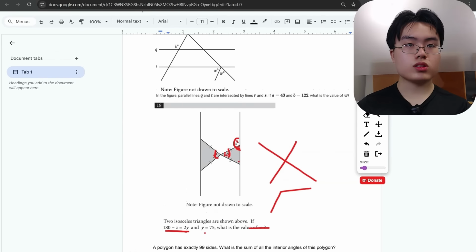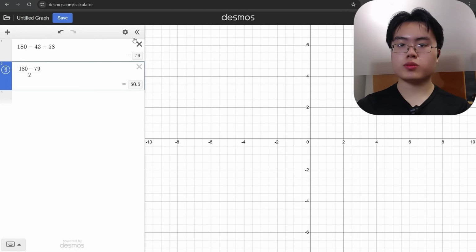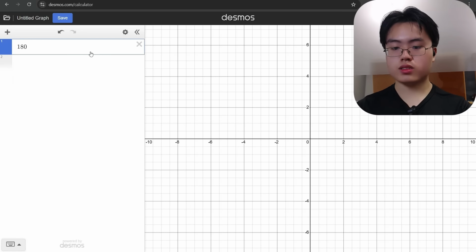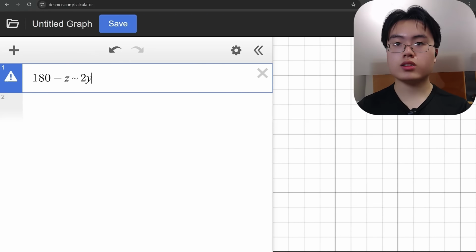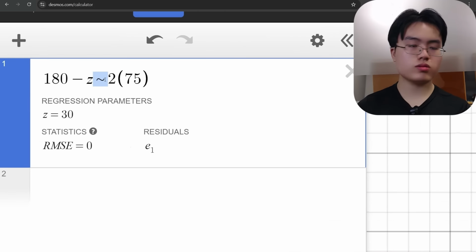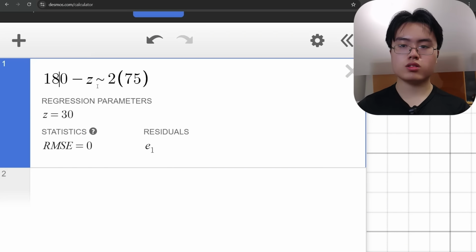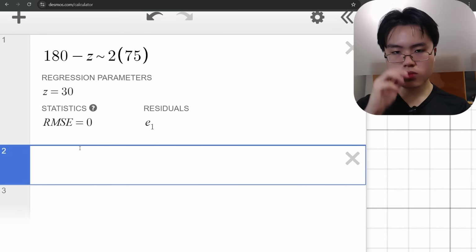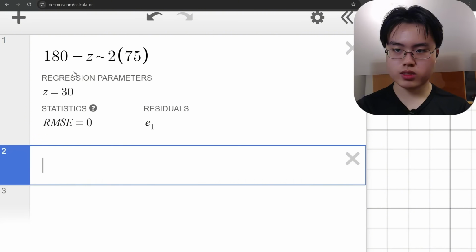So this was the formula, right? 180 minus z equals 2y. We were given y, I think it said y equals 75. Yeah, y equals 75. Let's just type in 75 here and just see. So z equals 30 then. And again, if you don't know, this is regression. You should learn this. This is in the Desmos video. It's really simple. It tells you to estimate the unknown constants, and it's going to give you what z is. I would recommend you watch the Desmos guide if you haven't.